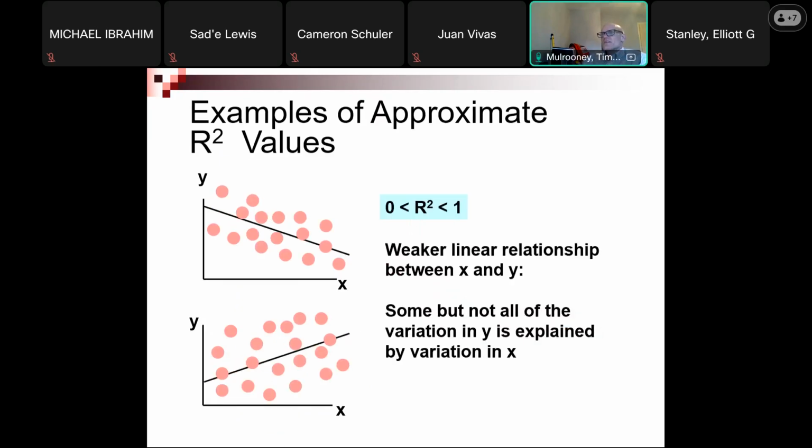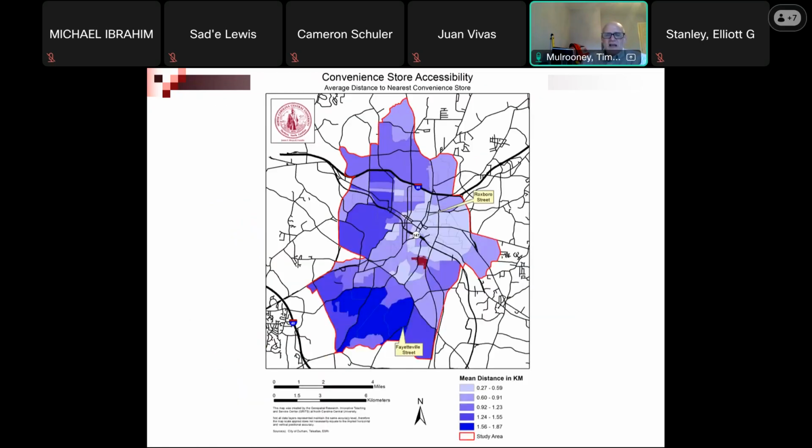All right, so we've got examples of R squareds. These are weaker linear relationships between X and Y. They explain some, but not all of the variation, because guess what? I'm going to circle back to this one here. And so this is my map here. This was extracted using GIS techniques.